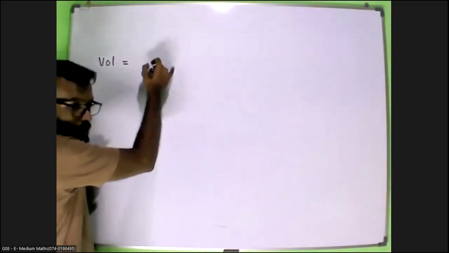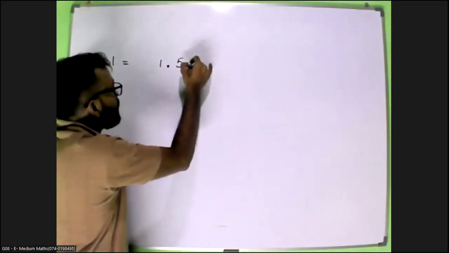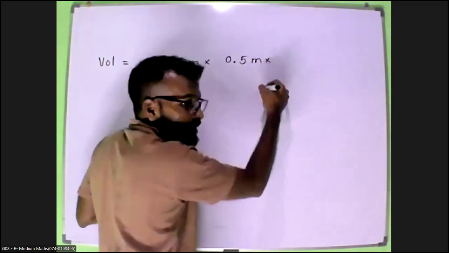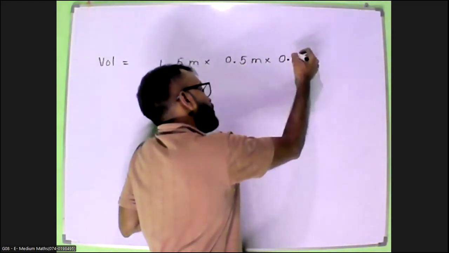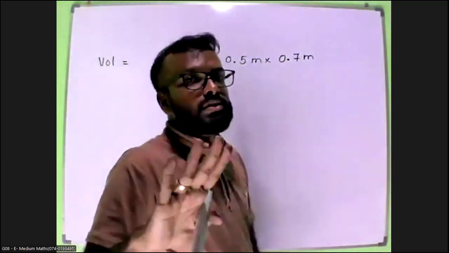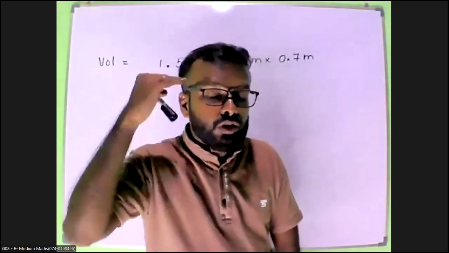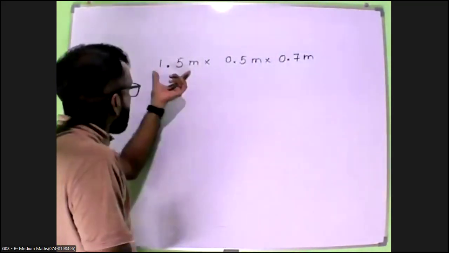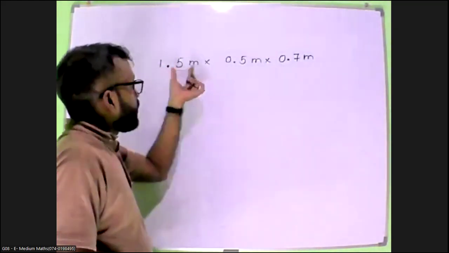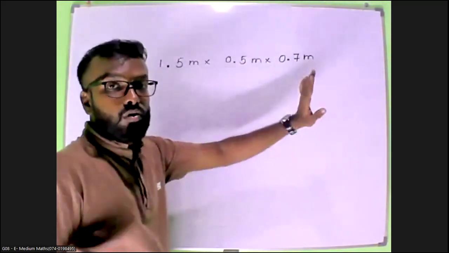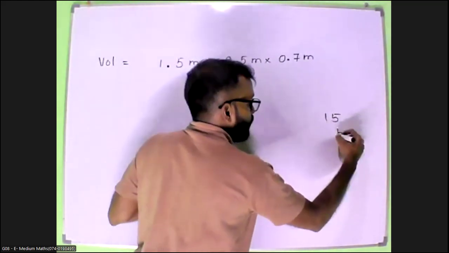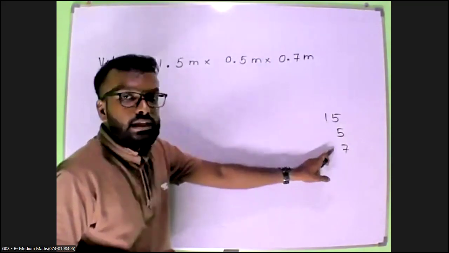First, length is 1.5 meters multiplied by 0.5 meters multiplied by 0.7 meters. Now, in the decimal lessons I told you, just forget the decimal places in all the numbers. So if you forget the decimal places in all the numbers, you have 15, you have 5 and you have 7. I am going to multiply each and every number.